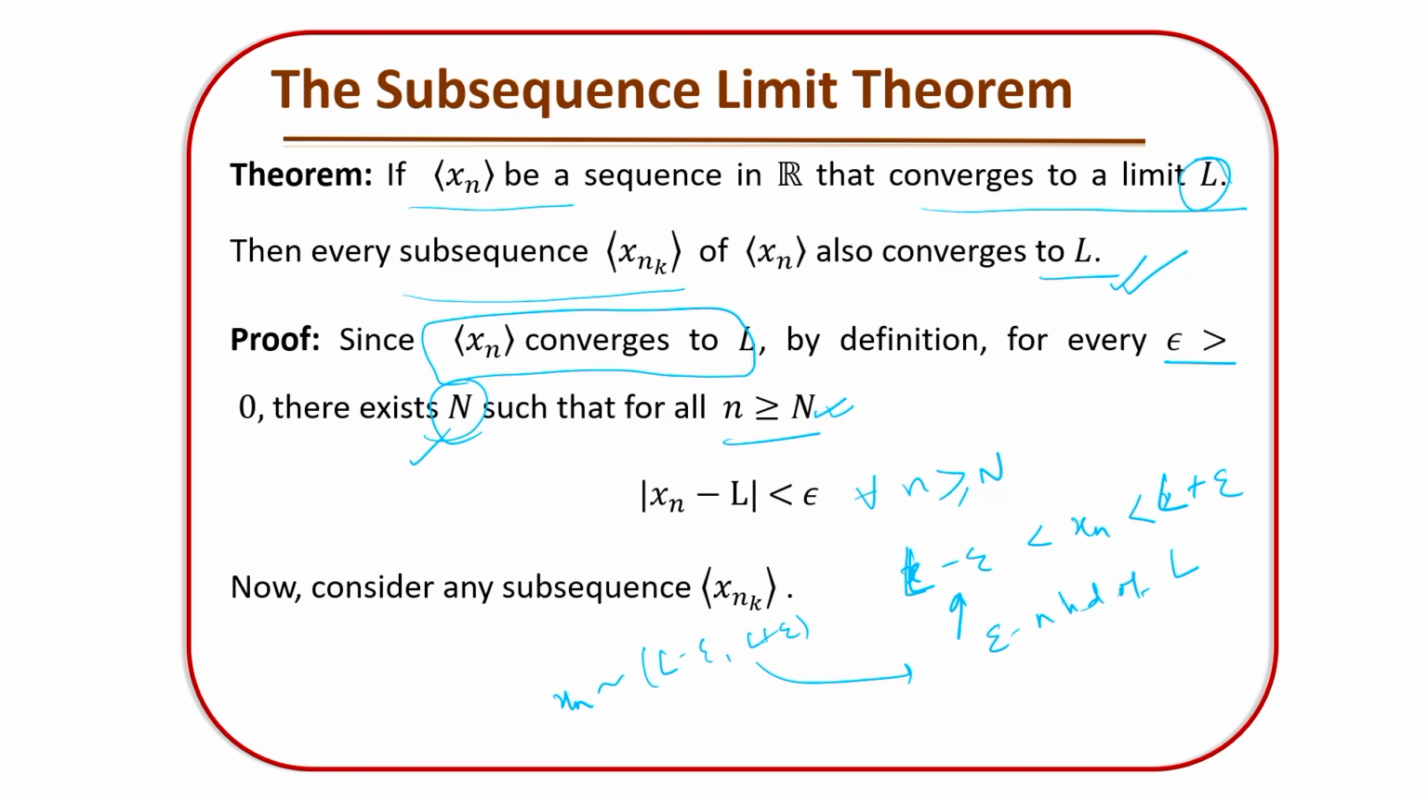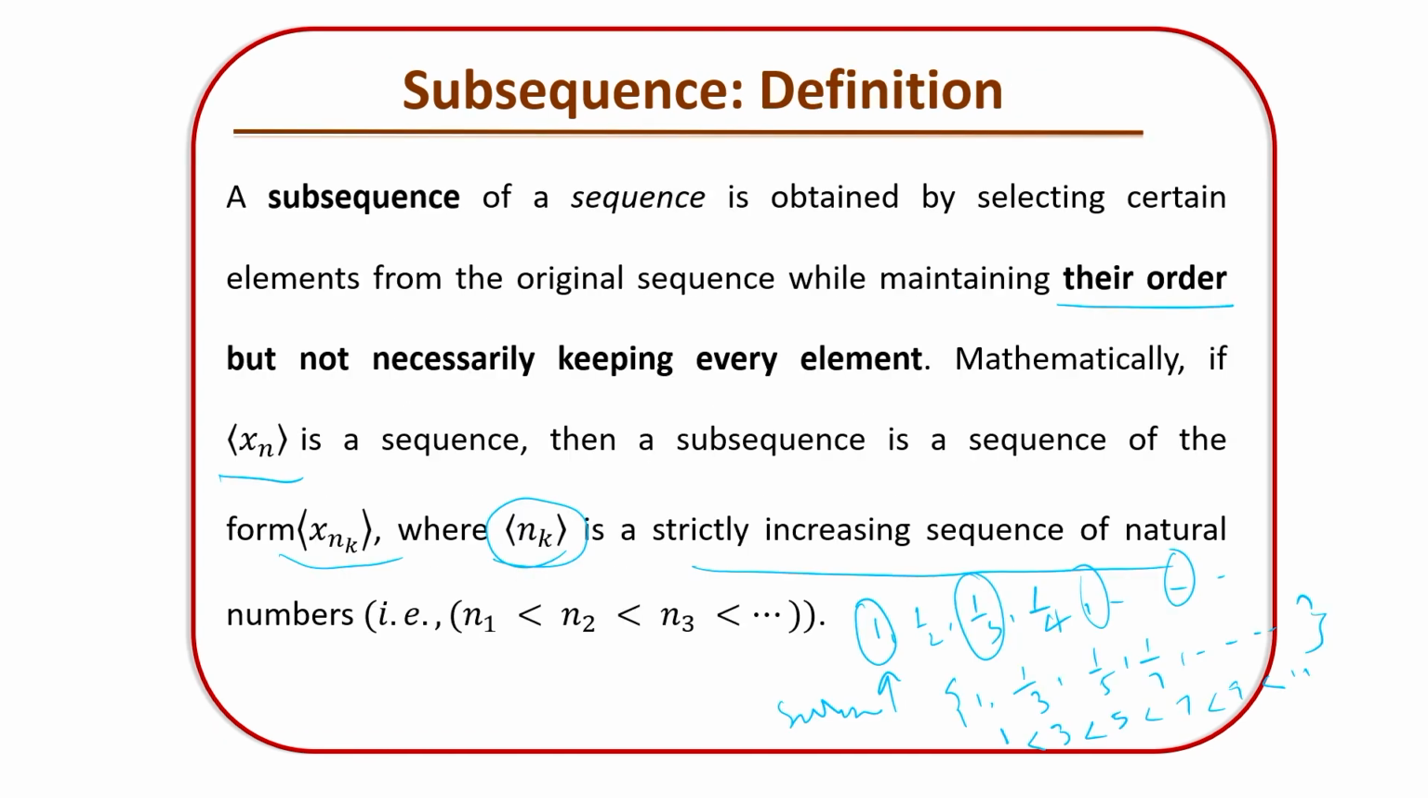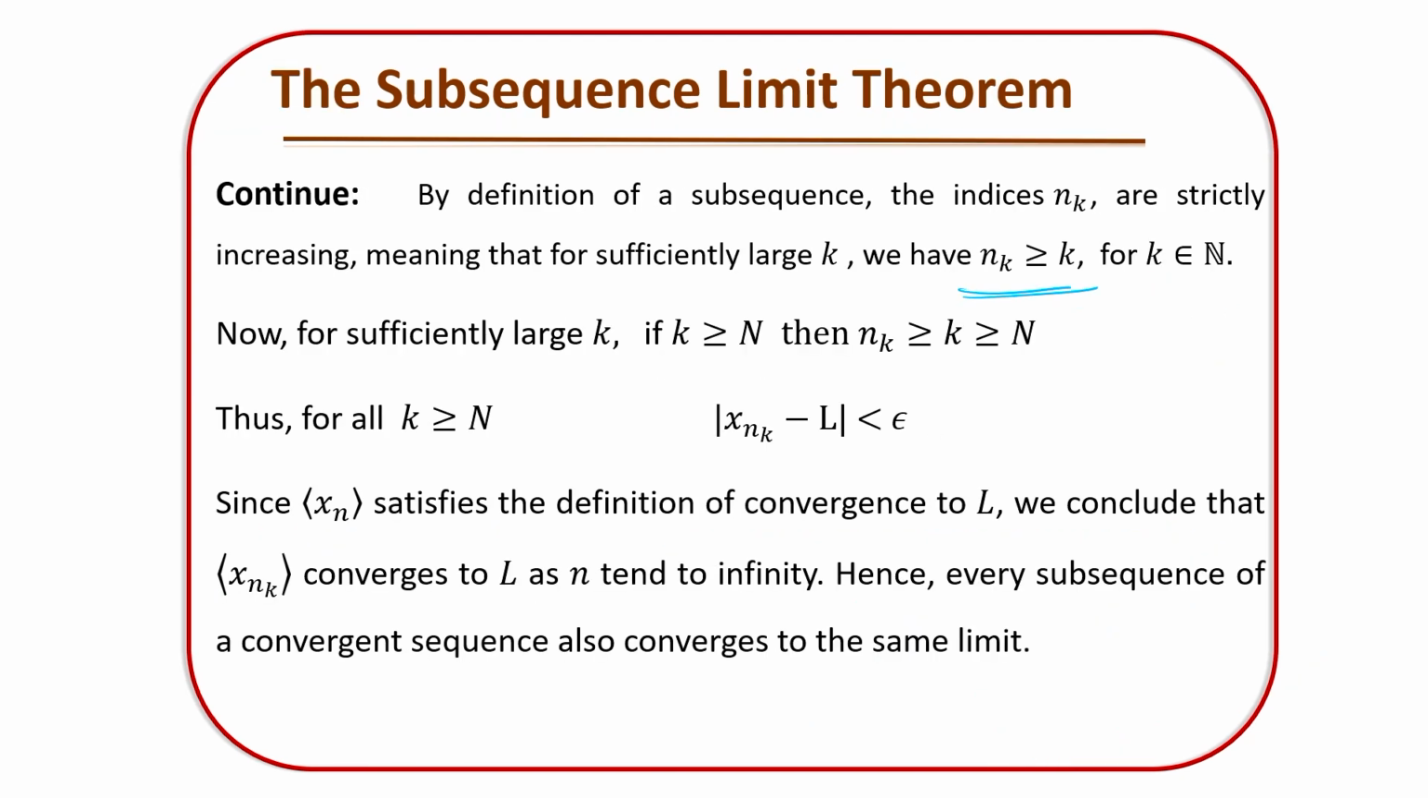Now consider any subsequence xnk. By definition of a subsequence, the indices nk are strictly increasing, meaning that for sufficiently large k, we have nk is greater than or equal to k. So let us go through the definition of this. You can see here, the indices nk of the subsequence xnk form a strictly increasing sequence of natural numbers. That's what we have in our definitions. So now use that one. Indices nk are strictly increasing, meaning that for sufficiently large k, we have nk is greater than or equal to k, for k belonging to the natural numbers. For any natural number k, nk must be at least k, right? Because it is an increasing one.